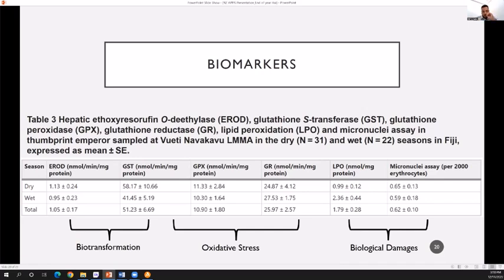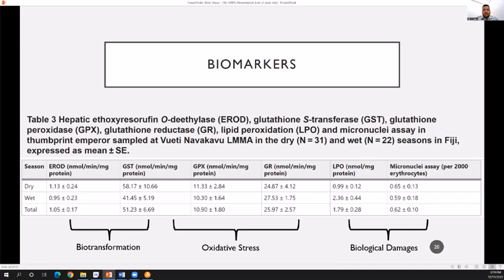And for genotoxicity, the micronuclei assay, by counting the occurrences of abnormal nuclei formations in the red blood cells of the thumbprint emperor, we also found that these levels were very close between the seasonal sample groups, and on average were relatively low when compared to studies in other countries. And while some of these biomarkers did not show statistically significant differences, there are biologically relevant effects that should be carefully considered. Both PAHs and microplastics are relatively low, as well as the biochemical responses in the thumbprint emperor to those present levels.